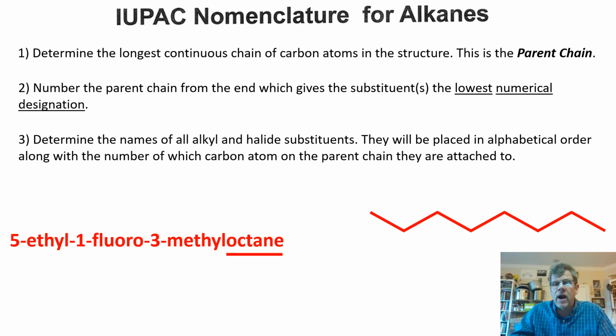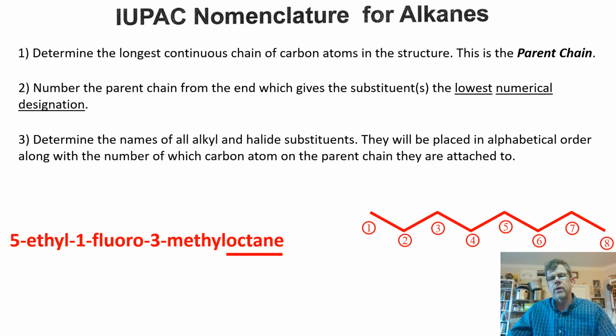And there's my octane. And in this case, we always have to number the chain, but notice on number 2 up here, it says we have to number the parent chain from the end which gives the substituents the lowest numerical designation. We don't have to worry about that when we're going from name to structure. We can start numbering any way we want. We could number from the left-hand side and go right, or number from the right-hand side and go left. It will not matter. So in this case, let's just start from the left, go to the right. We number all of our carbons 1 through 8.